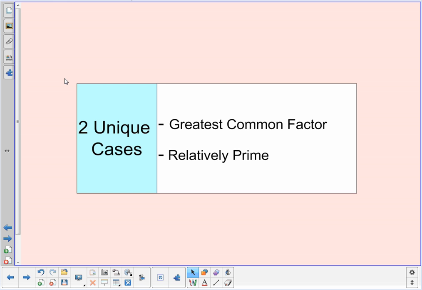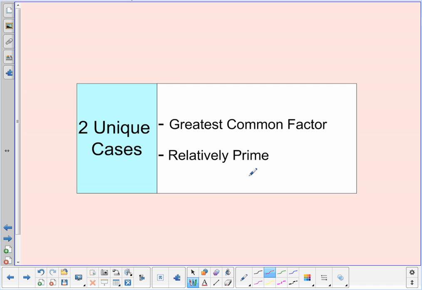So factoring trinomials, we did a whole bunch of examples yesterday, and today we're going to talk about two unique cases and do a bunch more examples. Two unique cases of factoring trinomials are when we have a greatest common factor, which we talked about a little bit yesterday, and we saw one example about how we pull that greatest common factor out first. But then the other one is when we have one that's relatively prime.